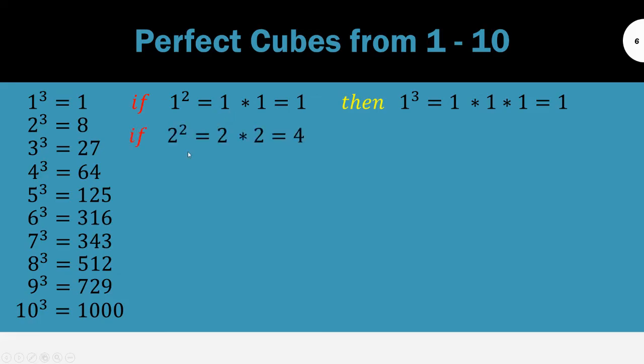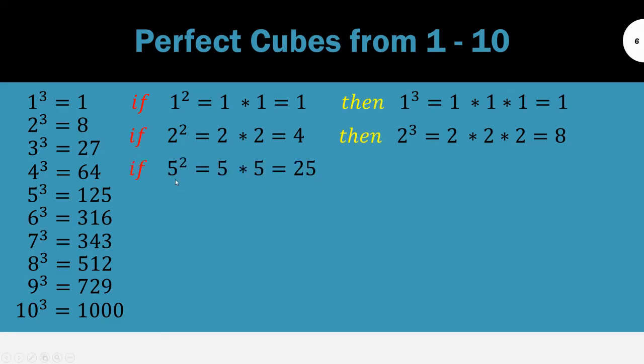Let's continue. So 2 squared is equal to 2 times 2, and it's equal to 4. Then 2 cubed is equal to 2 times 2 times 2. We multiply 2 3 times, and that gives us 8.